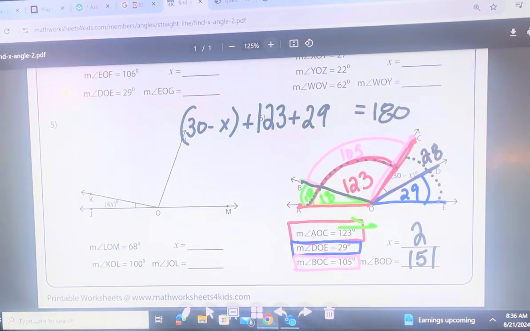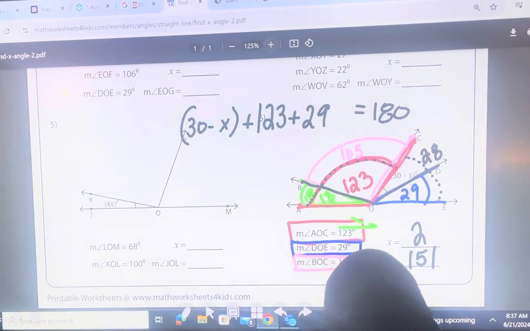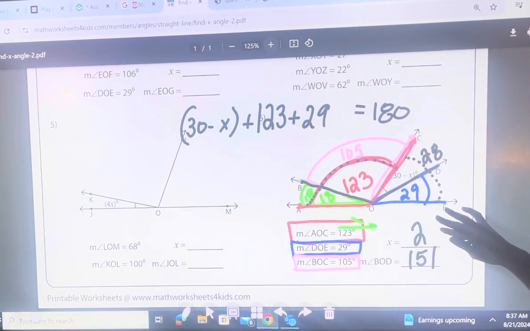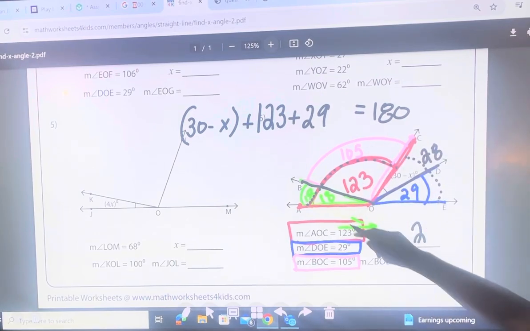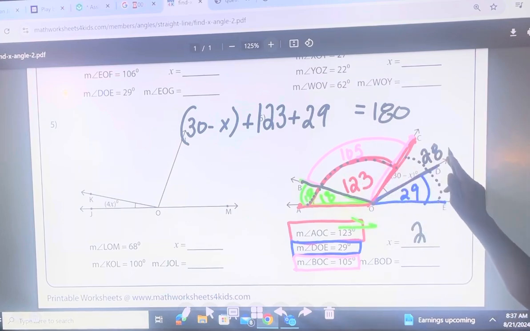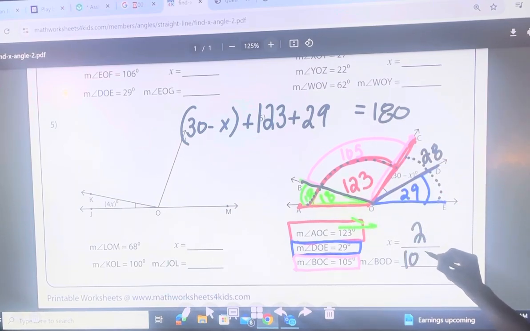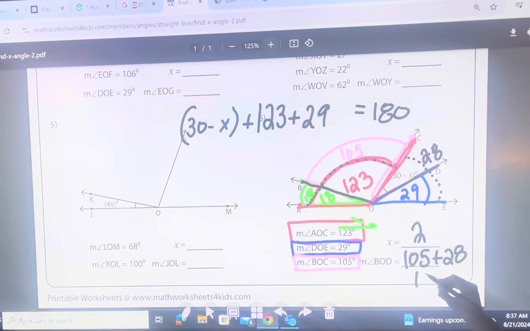How did you get 151? I think you added 123 instead of 105. I messed up again? Yes. You have to add 105 and 28, not 123 and 28. Oh my God. Thank you again. 105. No. What are they asking us for? Oh, BOD. Yeah, you're right. Jesus Christ. 105 plus 28. That's what that is. 133. 133.